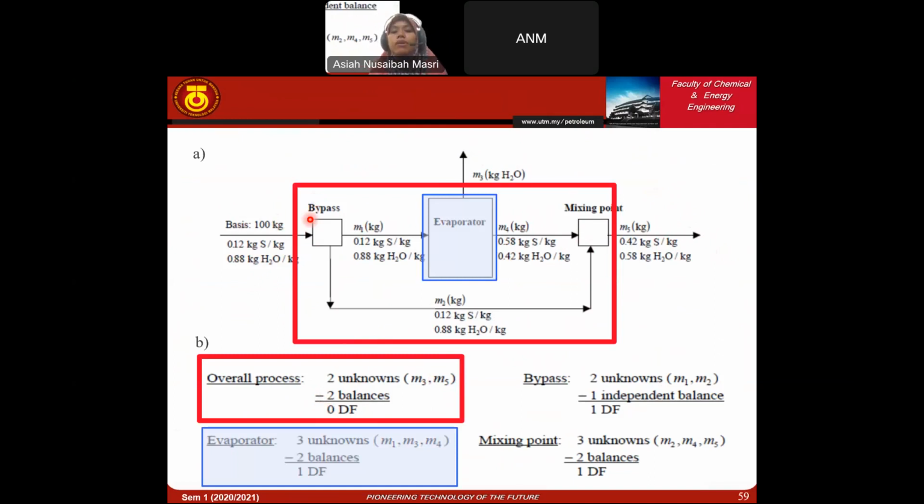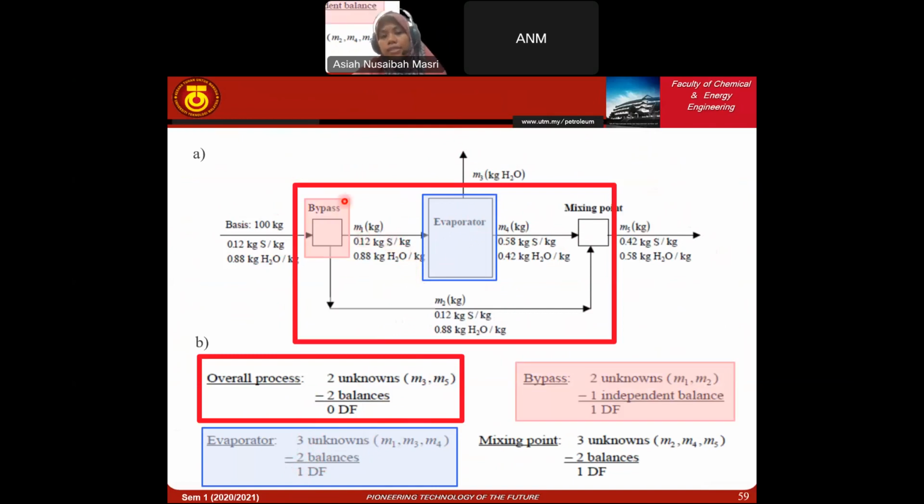We go to the evaporator. So for the evaporator, what are our unknowns? Let's see what are our input and output. We have one input, which is M1. We have 2 outputs, which are M3 and also M4. So how many unknowns do we have? M1, M3, M4. That's 3 unknowns. How many balances? There are only 2 materials, so 2 independent balances. So 3 minus 2 is equal to 1 degree of freedom. Cannot be solved yet.